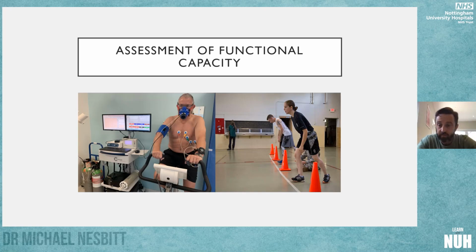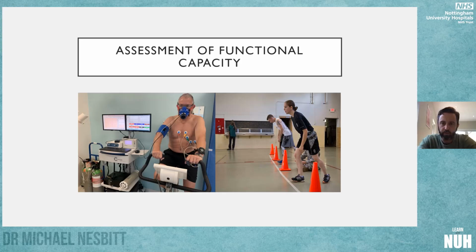There are subjective and objective methods of functional capacity assessment, and CPET is regarded as the gold standard objective method. It's more expensive, requires trained personnel and specialised equipment. Alternative objective assessments of functional capacity would include the shuttle walk test. So this is a picture of a bleep test because I couldn't find anyone actually doing the shuttle walk, but essentially the principle is the same.